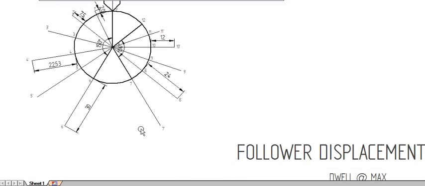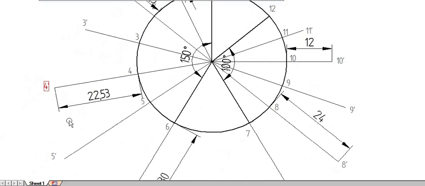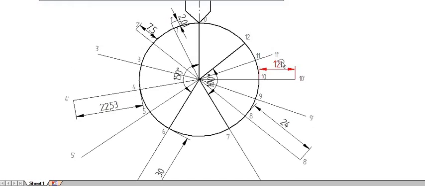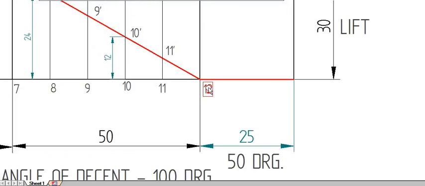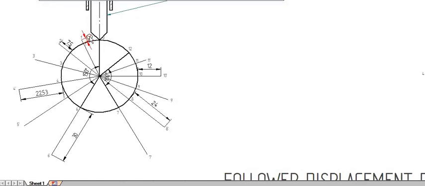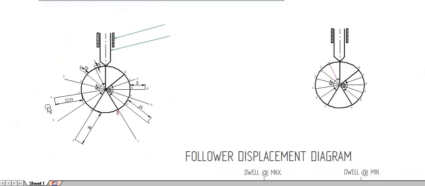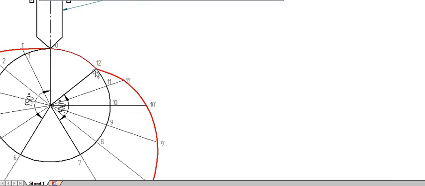You just extend the line and copy this distance from the follower diagram using a compass and mark it on that line. And mark the dash points also: 1 dash, 2 dash, 3 dash, 4 dash, up to 11 dash. Okay. 12 is on the base circle. So 12 is at the minimum point, so you need not mark the dash point. After marking the dash points, you have to complete the curve. So I have drawn the curve passing through the dash points. And the curve has reached 12.